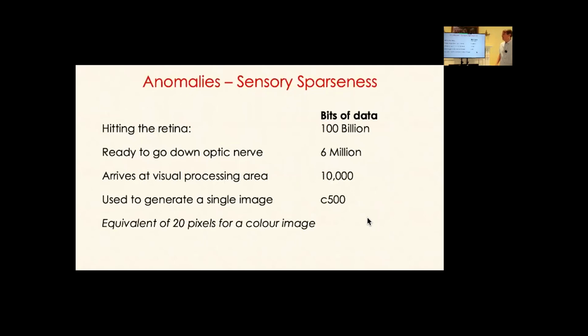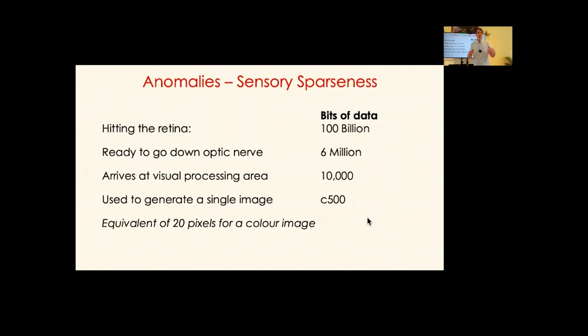Here's a few more. First thing called sensory sparseness. This relates to visual sparseness. Now, hitting the retina. Remember we showed that little picture of the world with the guy walking his dog and the lights coming into the eyes. 100 billion bits of data are coming from the outside world into our eyes at every moment. 100 billion bits. That's a huge amount of data from out there.